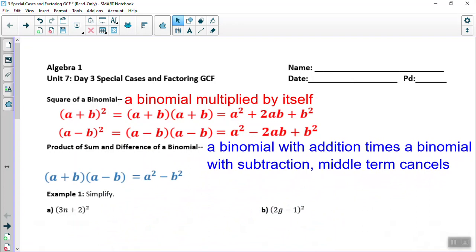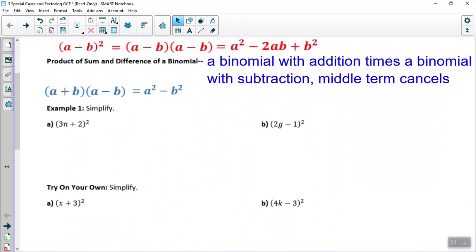All right, so example 1, simplify. Here we have a square of a binomial, so we're going to follow that pattern. Remember, our pattern is a squared plus 2 times a times b plus b squared. The first term is your a, the second term is your b. So let's fill in everything. My a term is 3n, and my b term is 2.